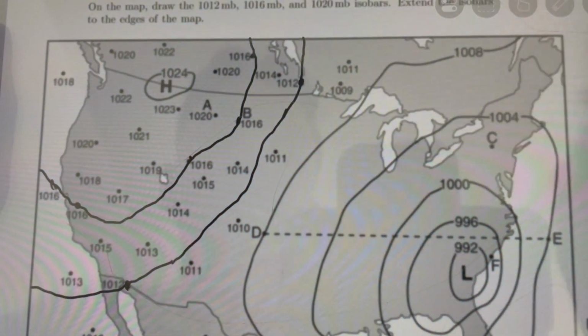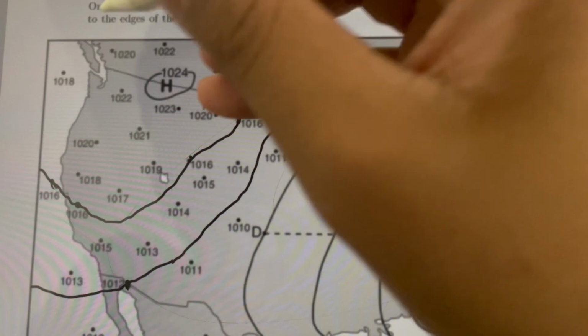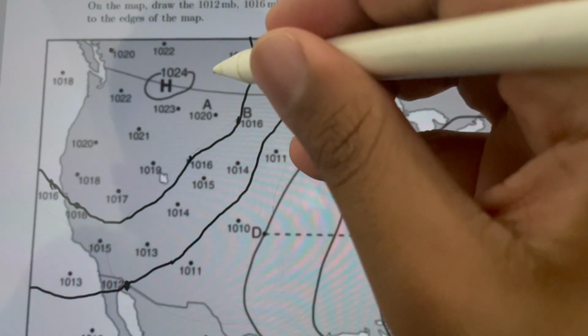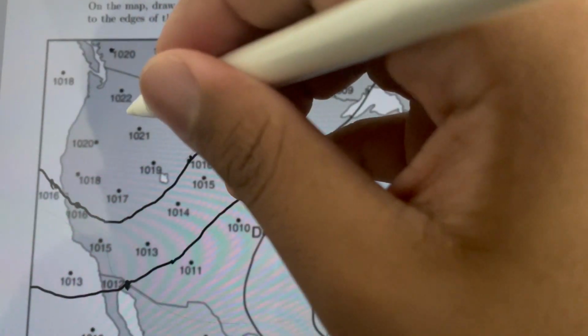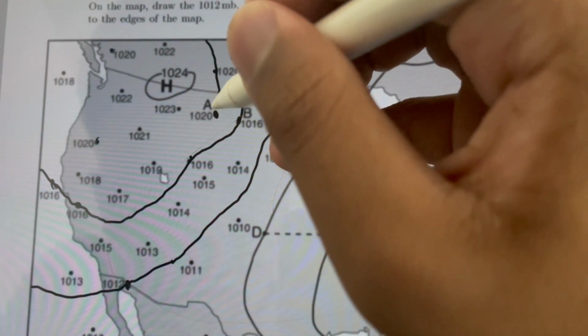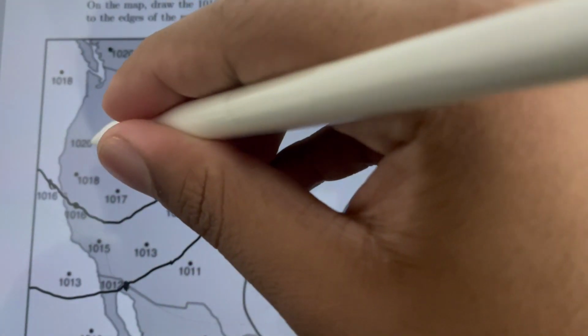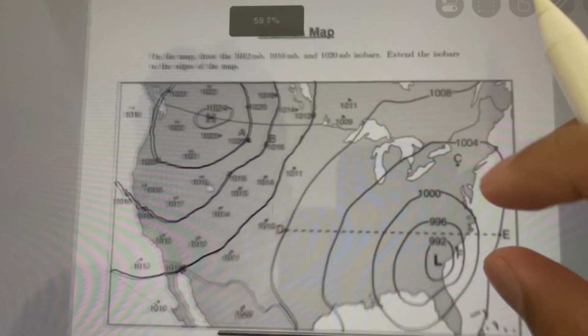And the last point is 1020. So here's one over here, over here, over here, and over here. So then we go ahead and graph it, plot it, I mean. And that's how you do the first part of the Isolines map.